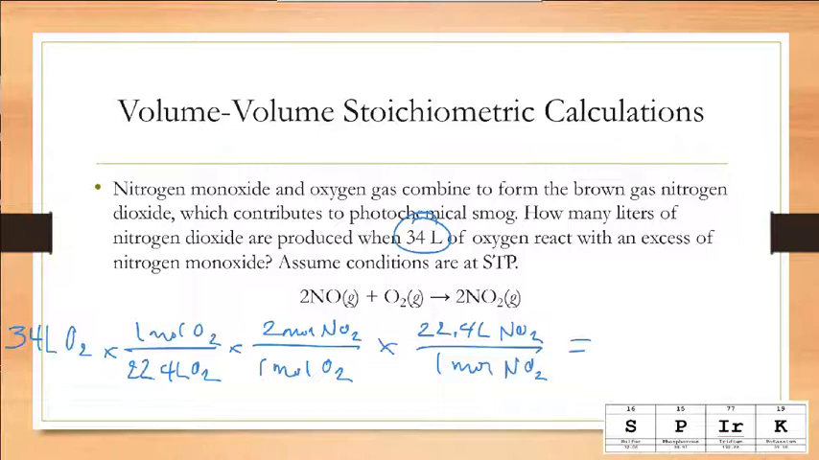So if we go back through, cancel out our units, make sure we're doing this right. Everything cancels out, and we're left with just liters of NO2, which is what we're looking for. Multiply that through, and we get 68 liters of NO2.